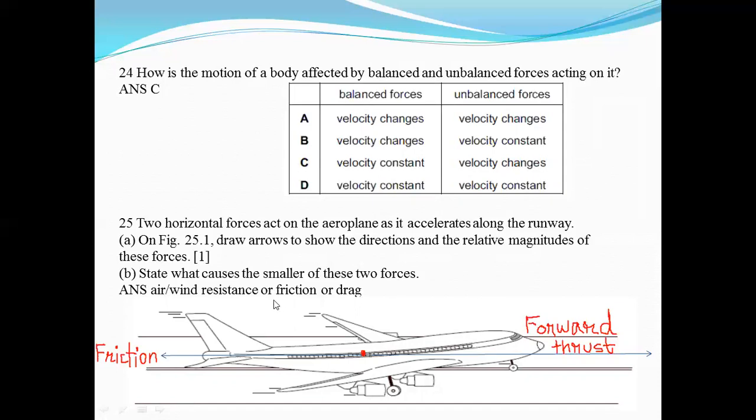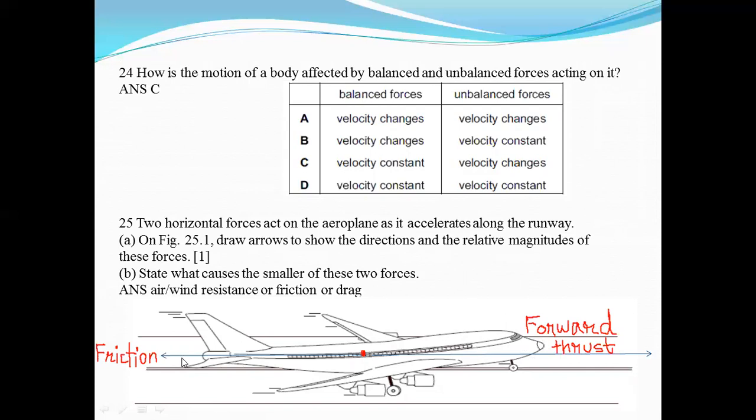Question number 25. Two horizontal forces act on an aeroplane as it accelerates along the runway. On the figure, draw to show the direction and the relative magnitude of these two forces. It is mentioned that the aeroplane accelerates. If it is accelerating, forward force will be greater as compared to the backward force. Forward force is the thrust exerted by the engine of the aeroplane in the forward direction. The length of this line will be longer as compared to the backward force, which is friction or air resistance. It will be drawn in the backward direction. Its length will be kept smaller as compared to the forward force.